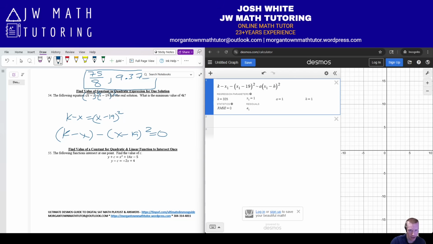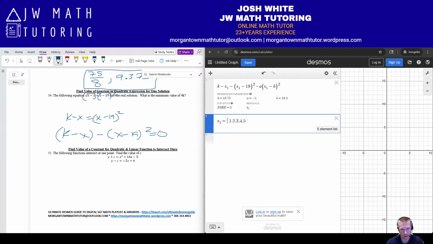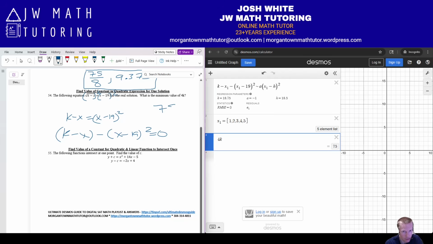Now, again, we need an x1 list because we want Desmos to treat x1 as a variable, not as a constant. So let's do the same thing we did on the last one. Here we have the values of k, a, and h. We're really only concerned with 4k. So we can just type in 4k here, and we can get 75. And that's our answer. That is the minimum value of 4k. That is how to do this entire problem, basically in Desmos, except for maybe writing out a step or two that you see here at the beginning.